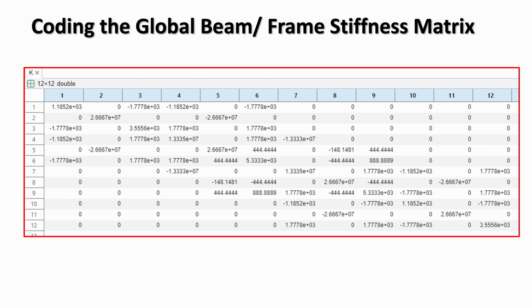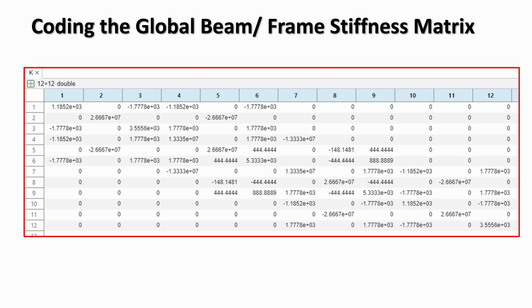Here we can see the assembled global stiffness matrix for our frame example. It's a 12x12 matrix because we have 4 nodes, each with 3 degrees of freedom. That gives 12 unknowns in total, so the global stiffness matrix has 12 rows and 12 columns. Notice a few important features. The matrix is symmetric, as expected in structural stiffness formulations.